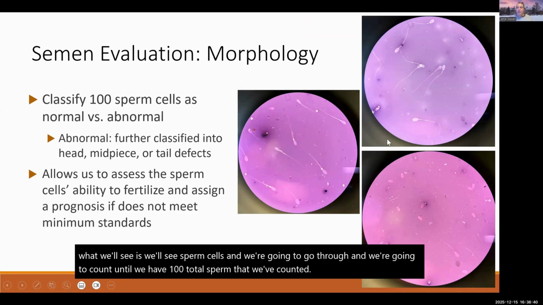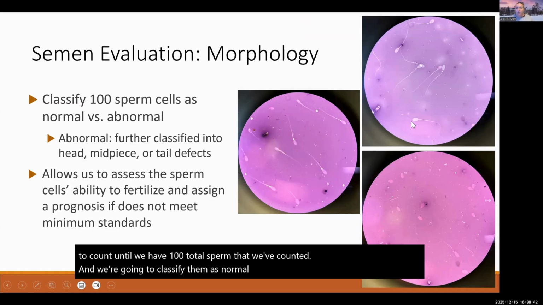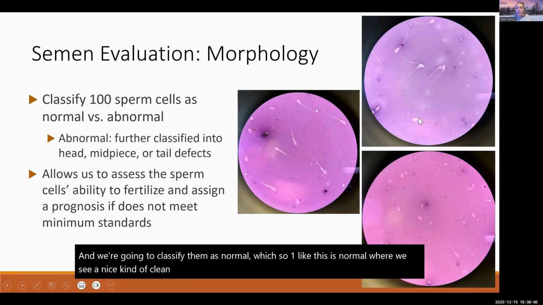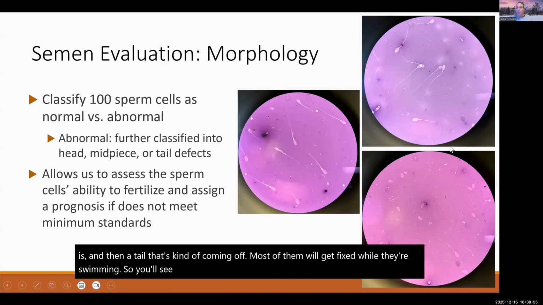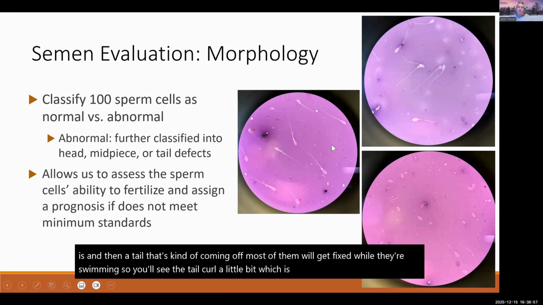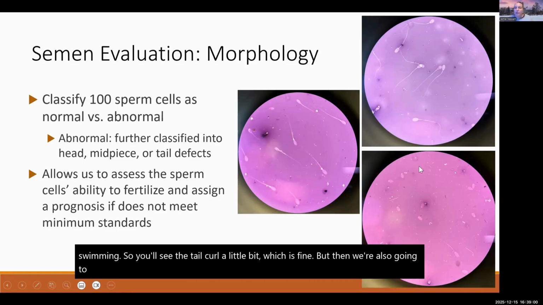We're going to classify them as normal, so one like this is normal, where we see a nice clean head. You'll see this thickening where this little white mid piece is, and then a tail that's coming off. Most of them will get fixed while they're swimming, so you'll see the tail curl a little bit, which is fine. But then we're also going to classify them for certain defects.